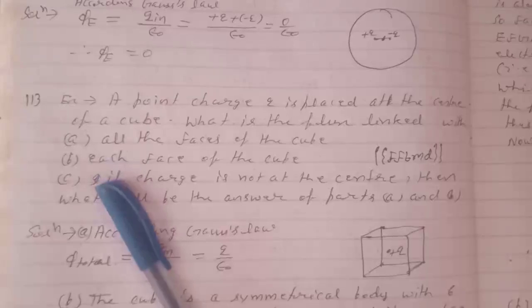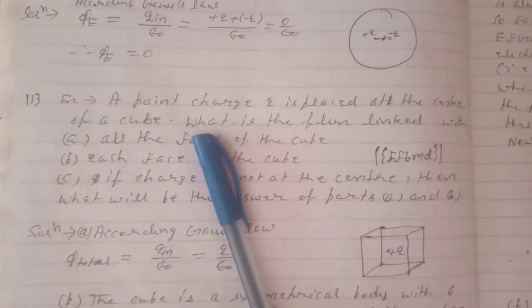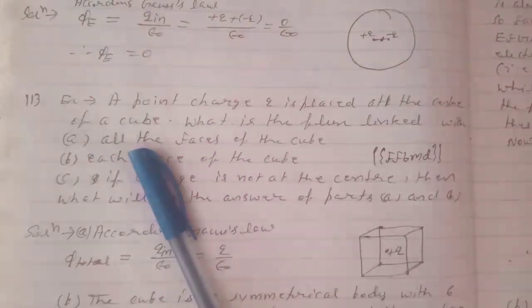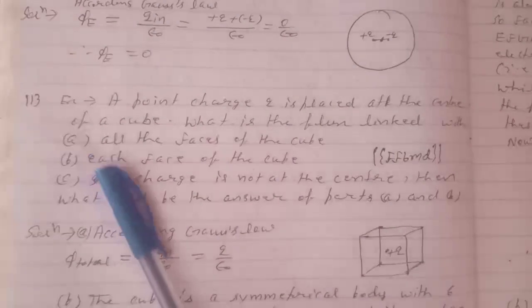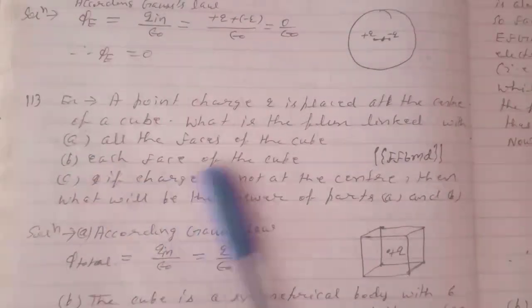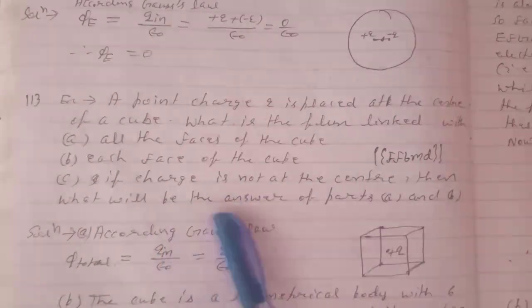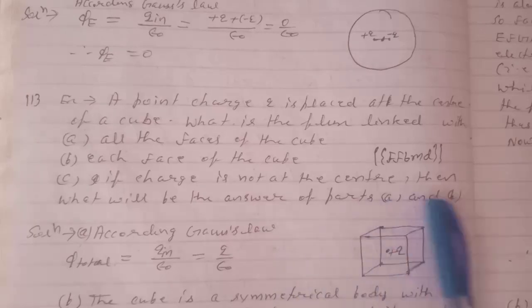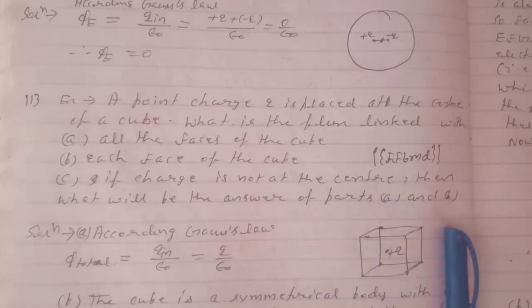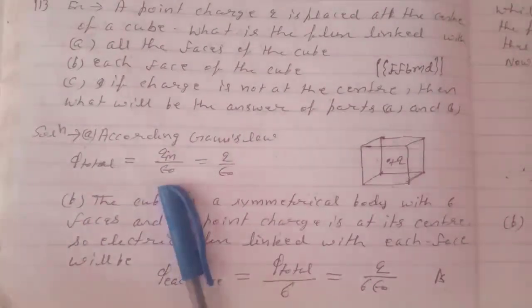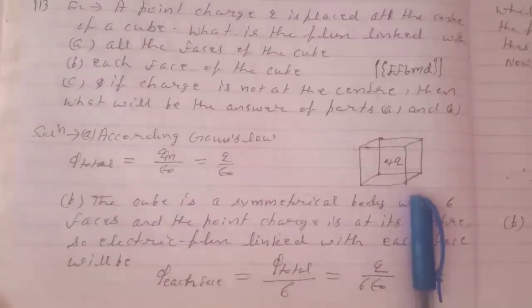Now, a point charge q is placed at the center of a cube. What is the flux linked with A, all the faces of the cube, B, each face of the cube, C, if the charge is not at the center, then what will be the answer of part A and B? Solution. According to Gauss's law, phi total equals q enclosed by epsilon naught, or q by epsilon naught.